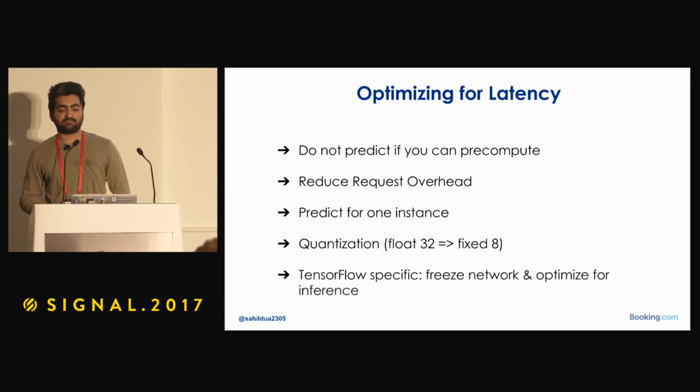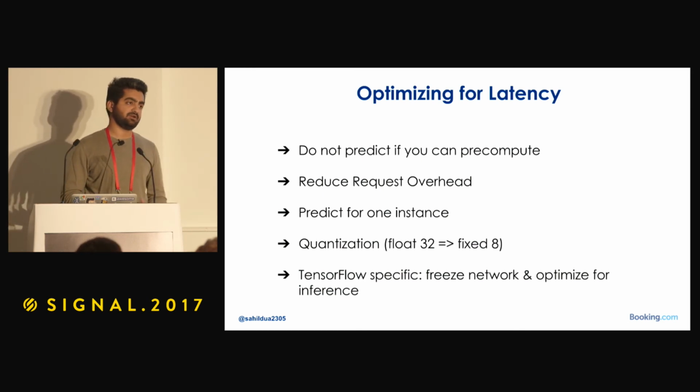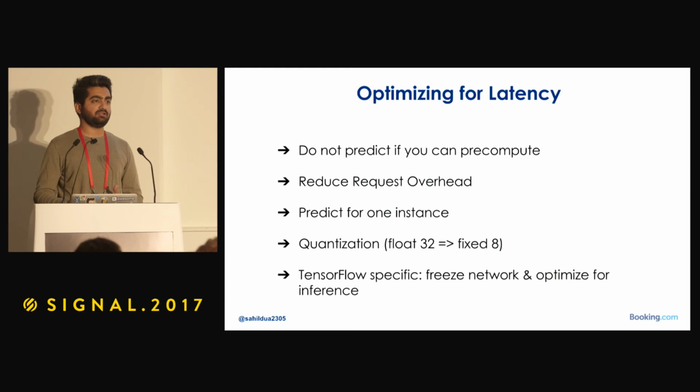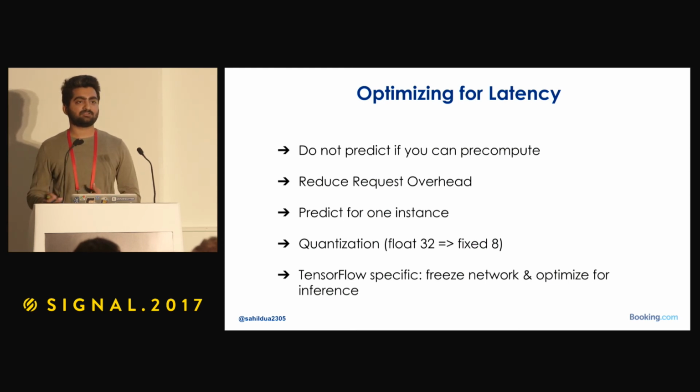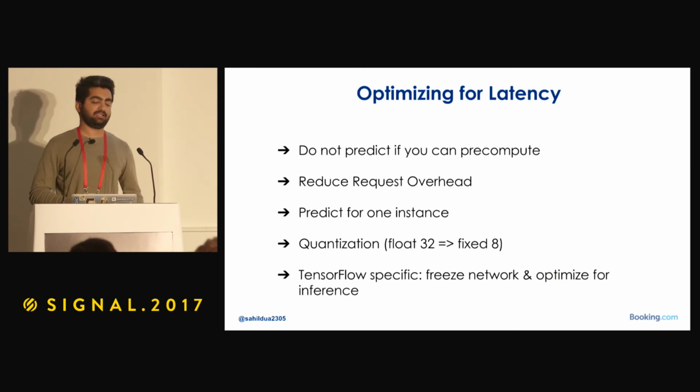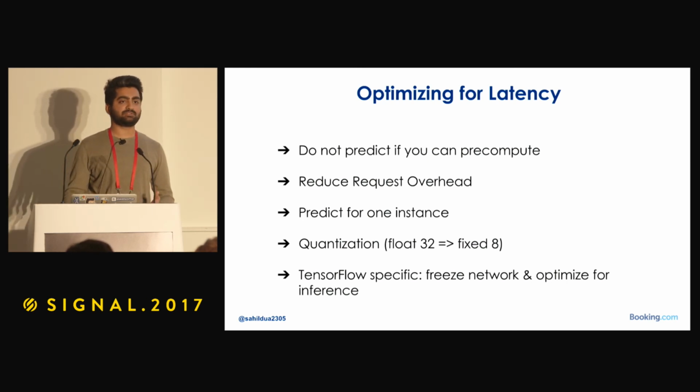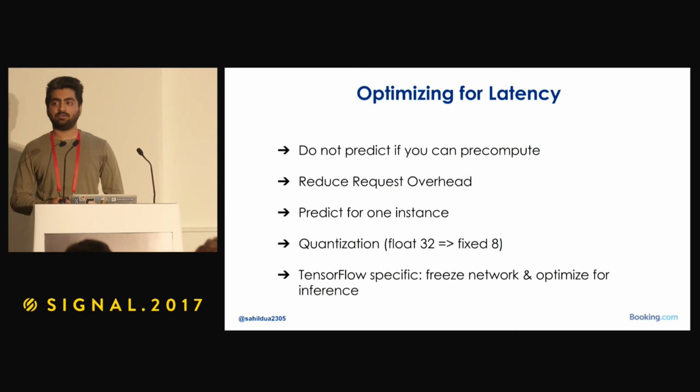And since we use TensorFlow, there are some TensorFlow-specific techniques like freezing the network. That means you change all the variables to constants. So that helps you a little bit in the computation time. And the next thing is you optimize for inference, which means you remove all the nodes that are not used in the prediction time, and hence you make the computation faster.